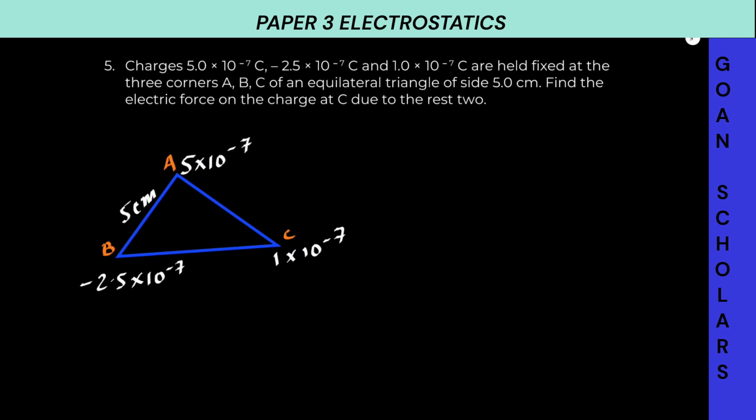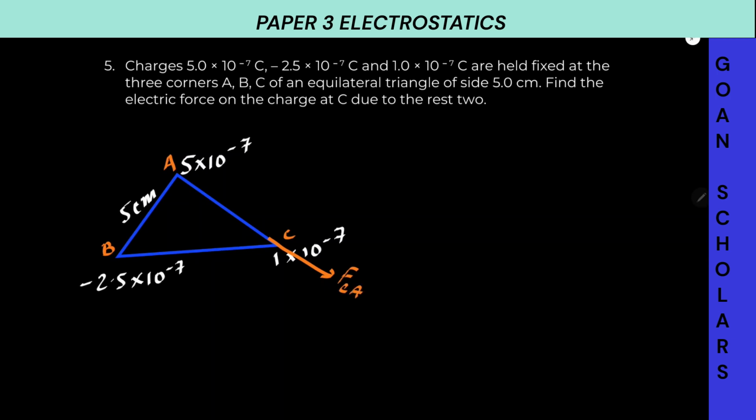So the electric force at C due to A will be attractive or repulsive? It will be repulsive, right? Because the charge at A is positive and charge at C is again positive. So they will repel each other. Along which direction? In this direction. Okay, let me redraw this to make it a little straighter. So it will be along the line joining A and C. So this will be force on C due to A.